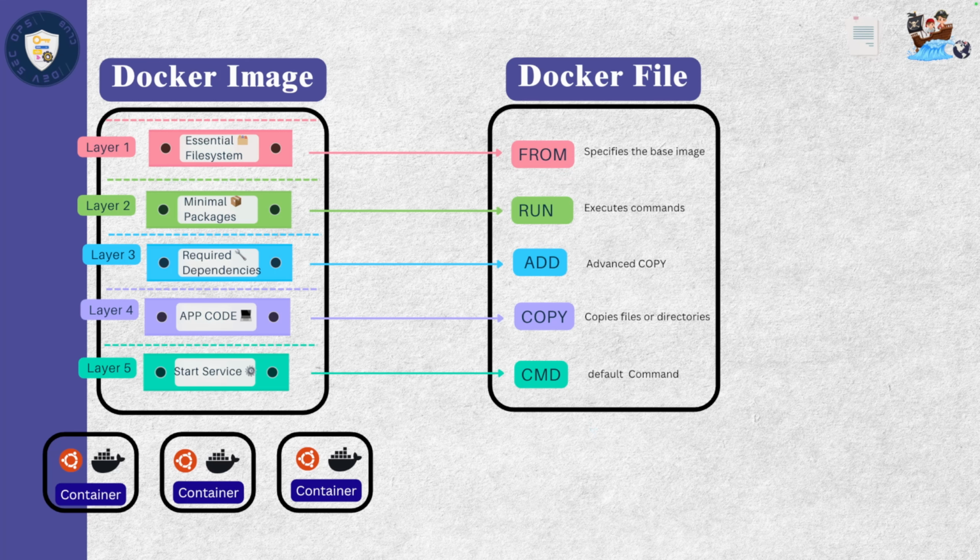FROM is to define your base image. RUN is to execute any command which you want to execute. ADD is for advanced use cases, to download a file from a remote URL or remote location, or if you want to extract archive files, use this one. COPY just copies files or directories, and CMD is the default command you want to execute. We will see everything in very detail.